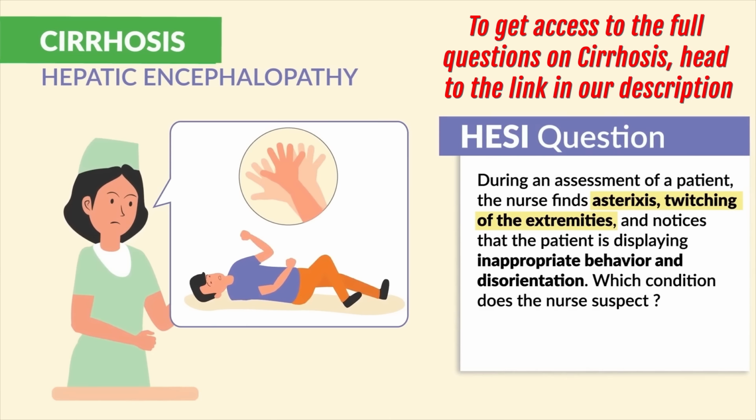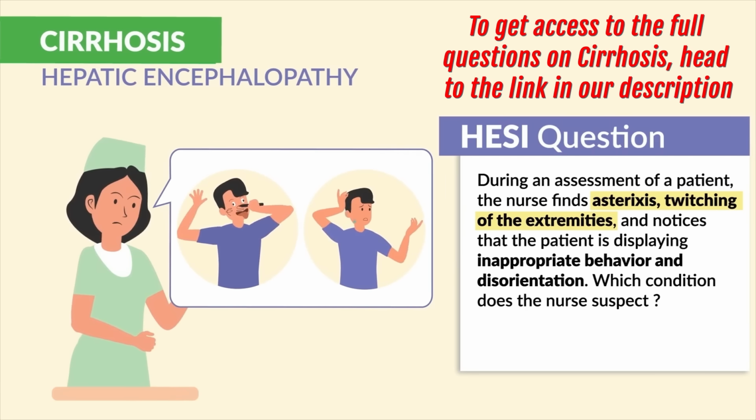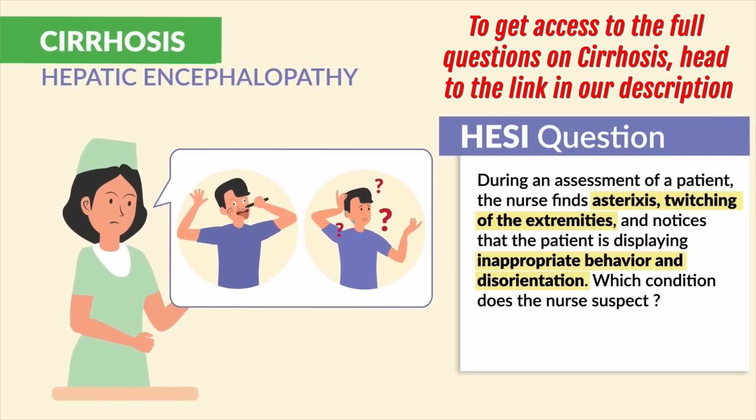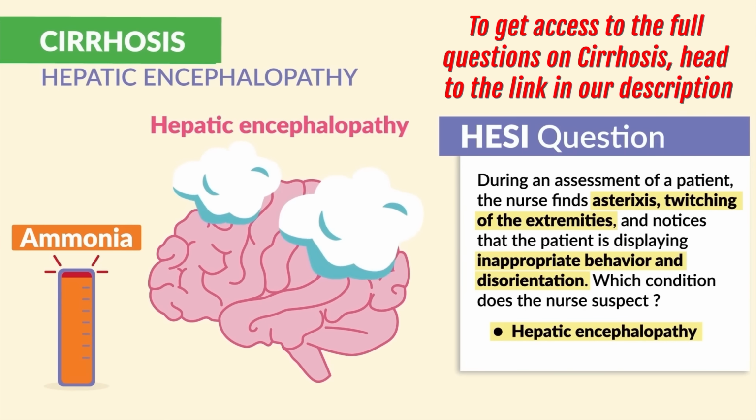So as he mentions, during an assessment of a patient, the nurse finds asterixis, which is basically just tremoring of a hand, twitching of the extremities, and notice that the patient is displaying inappropriate behavior and disoriented. Which condition does the nurse suspect? Hepatic encephalopathy. The key terms there are inappropriate behavior, disoriented, and the twitching of the extremities.